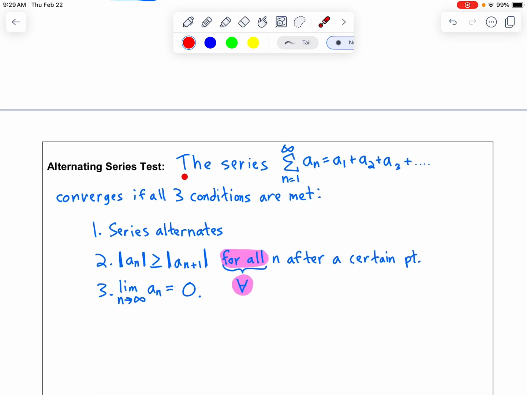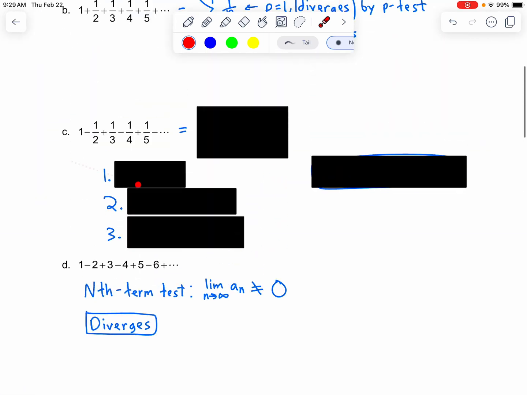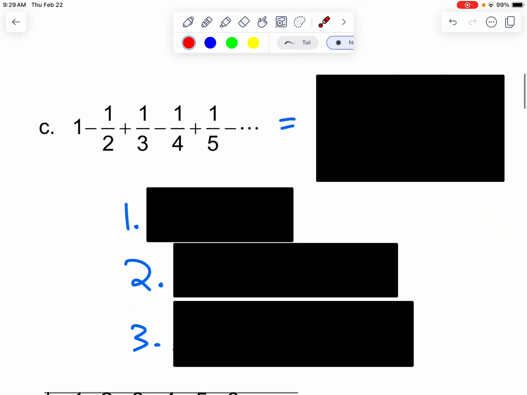So let's go ahead and try to apply this for our series back on part C. So first thing, again, just to kind of practice, let's try to write this in sigma notation. So if you want to pause the video and try that yourself, I think that would be a good idea.